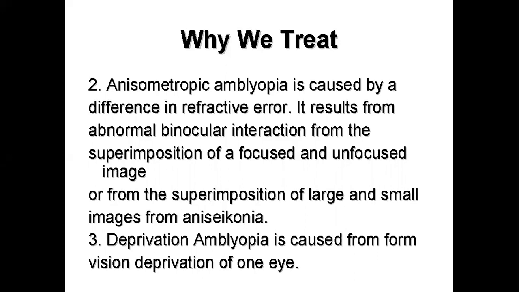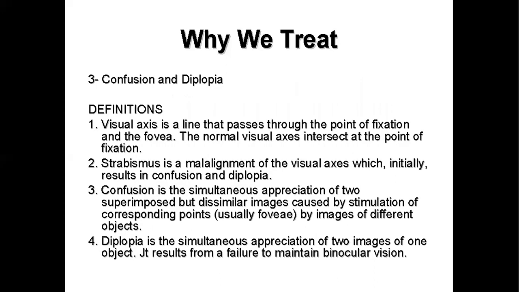Then deprivation amblyopia is because of visual deprivation of one eye. Suppose a child develops cataract in one eye, then the light rays will not be able to pass through the cataract onto the retina, and there will be a blurred image in that eye. Unfortunately, in the amblyogenic age, if cataract occurs, that is before 6 years of age, then this image is permanently suppressed and it causes amblyopia.